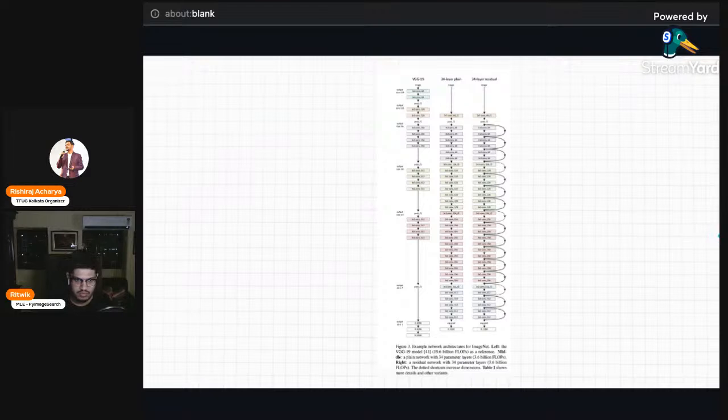The plain network is inspired by the philosophy of VGG nets. Of course, VGG is a topic for another video, but it is a very famous family of models. It has convolutional layers, mostly with 3x3 filters, and follows two simple design rules.